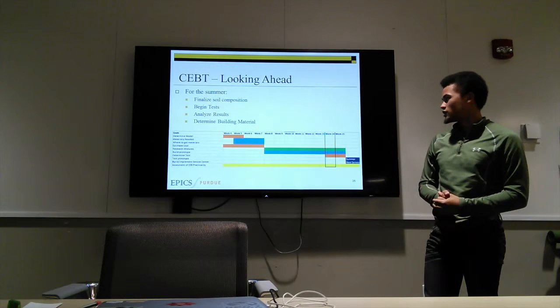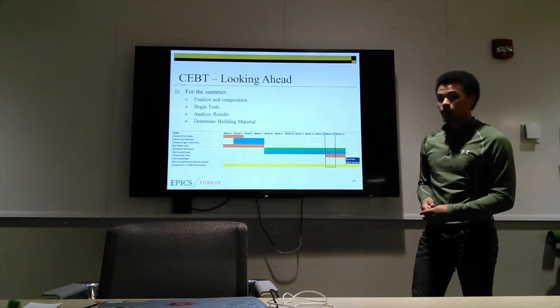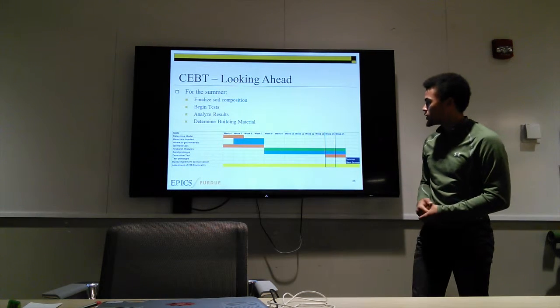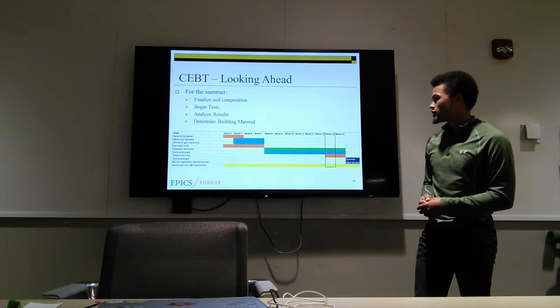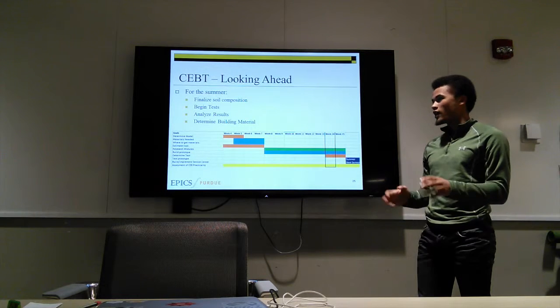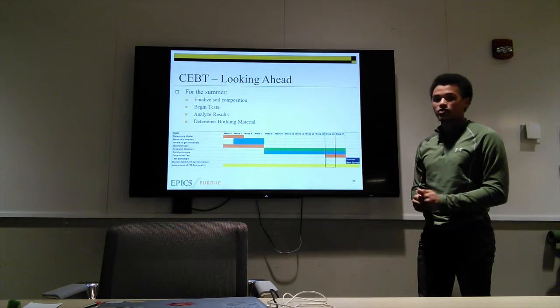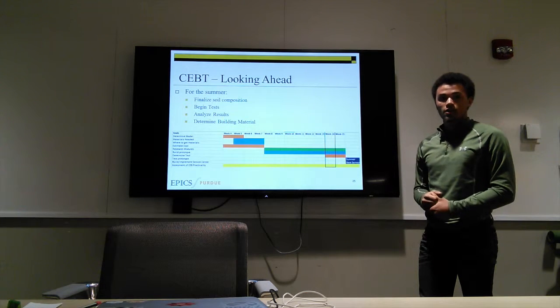As you can see on our Gantt chart that we developed at the beginning of the semester, we are actually on schedule, and we are currently determining the tests and finalizing the prototype that we have. So we are right on track to where we thought we would be.